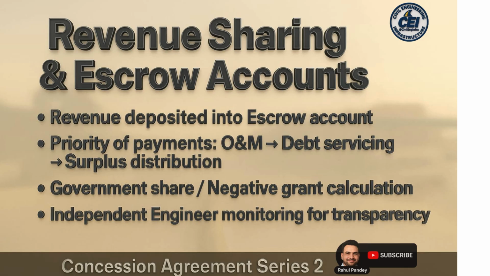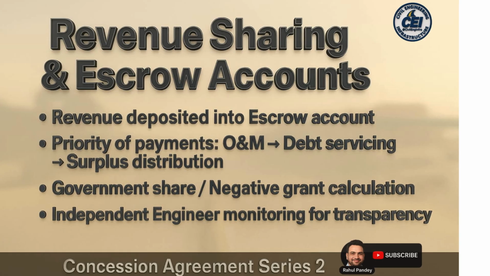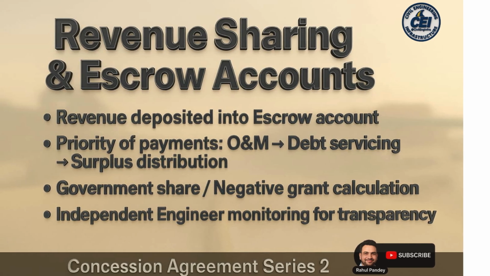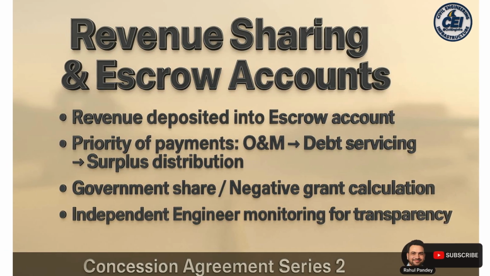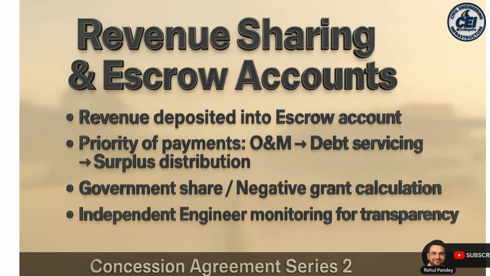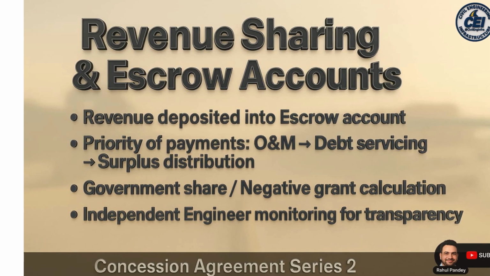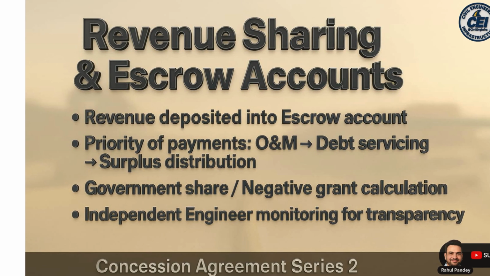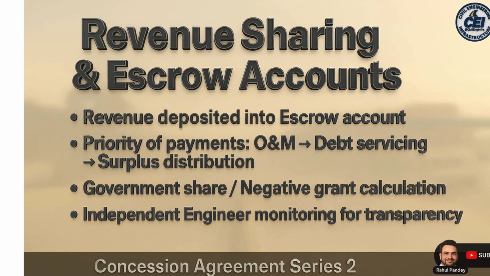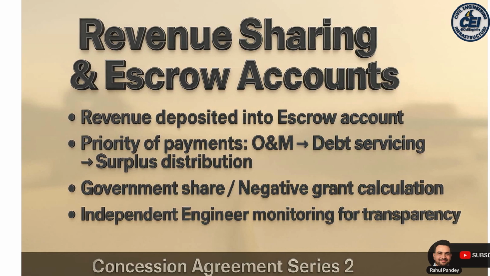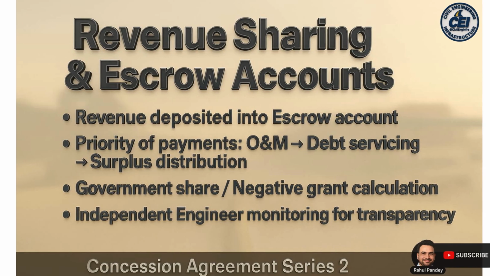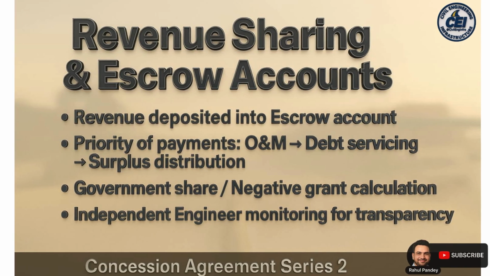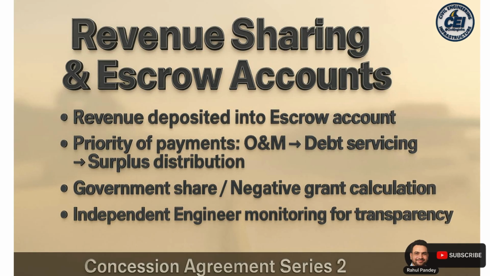Slide 5. Revenue sharing or escrow accounts. All revenue collected by the concessionaire is deposited into the escrow account, which is a ring-fenced account. Payment priority, O&M, debt servicing, surplus distribution, provides security to lenders. Government share, negative grant calculation. Mechanism: predefined percentage, trigger conditions, payment schedule. Independent engineer monitoring, escrow statements regularly verified. Outcome. The escrow framework and revenue sharing provisions ensure accountability, build lender trust and give transparent reporting to the authority.